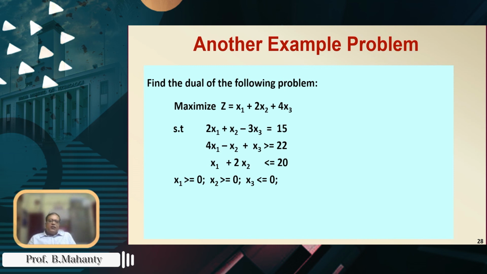And finally, the third constraint, for which y3 is the dual variable: the primal problem is maximize, and the constraint type is less than or equal to, which is in standard form. So therefore the dual variable y3 should also be in standard form. That means y3 should be greater than or equal to 0.